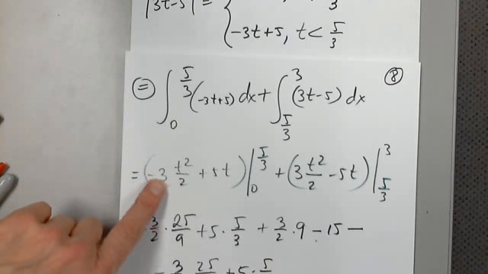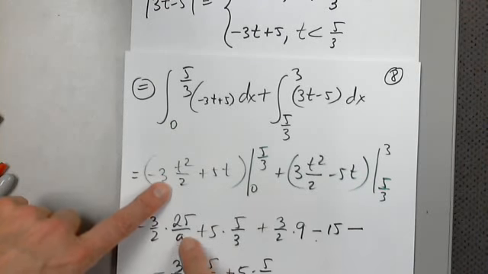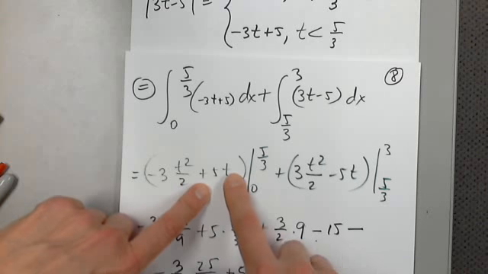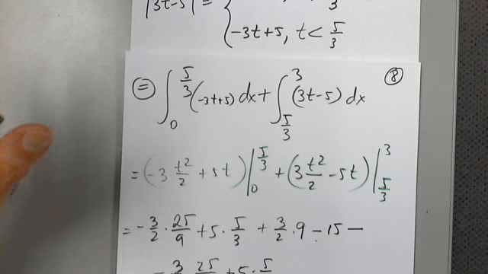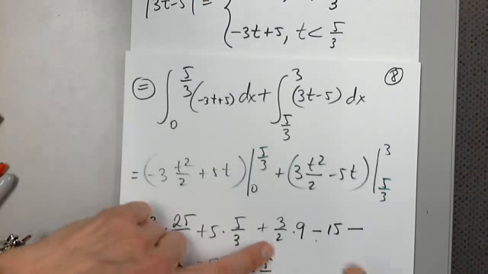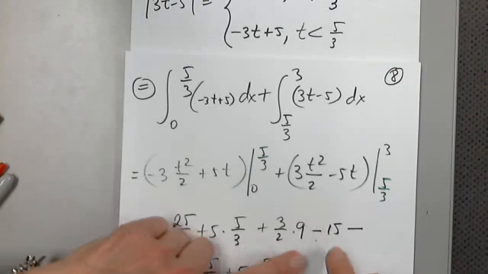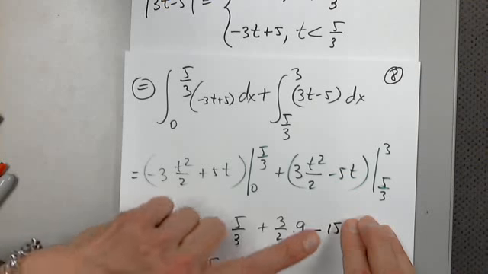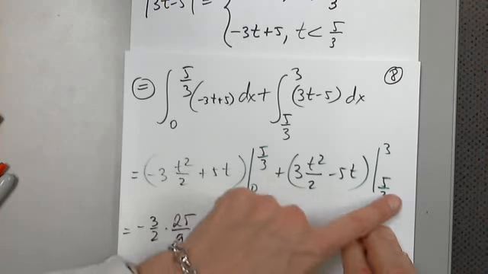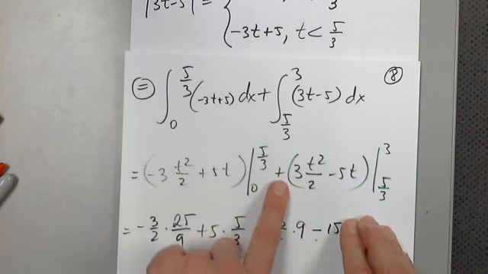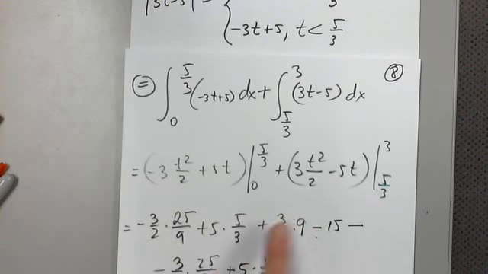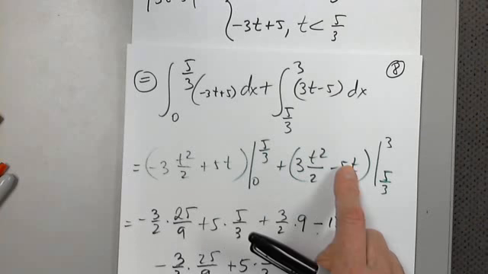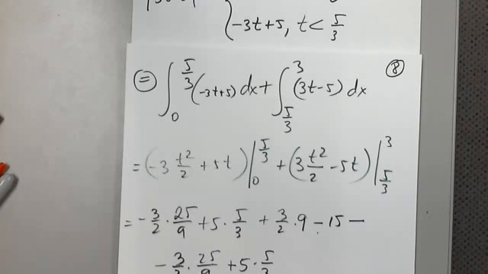I copied negative 3/2 and I replaced 5/3. I copied 5 and I replaced 5/3. I should have written minus when I plug in 0, but that's 0. So now plus 3/2 times 9 and minus 15. But now I have to subtract when I plug in 5/3. So this must be negative and this must be positive. That's why I have negative 3/2 times 25 over 9, but plus 5 times 5/3.